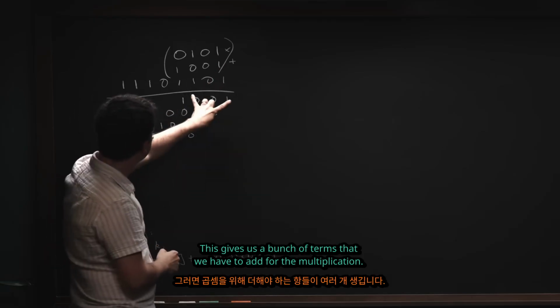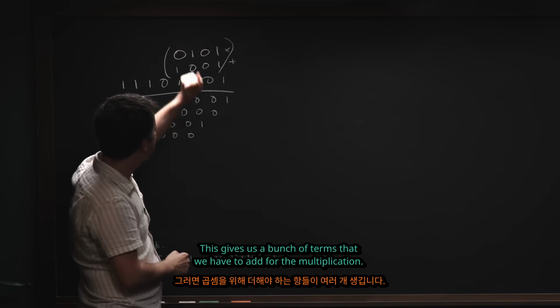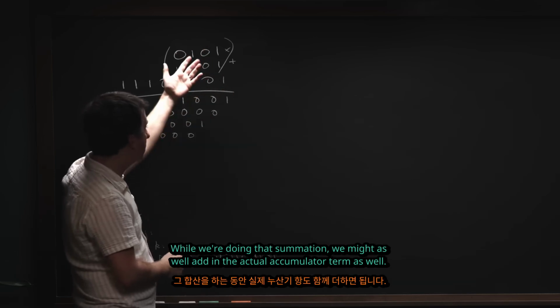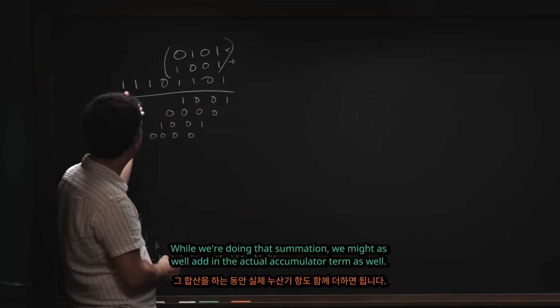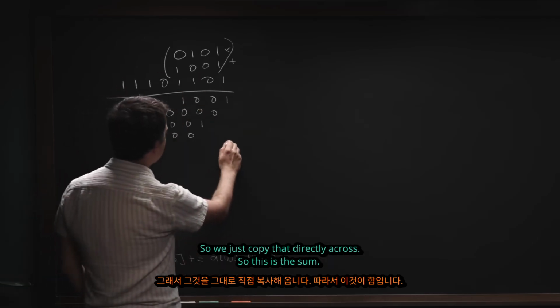So this gives us a bunch of terms that we're going to have to add for the multiplication. And then while we're doing that summation, we might as well add in the actual accumulated term as well. And so we just copy that directly across.